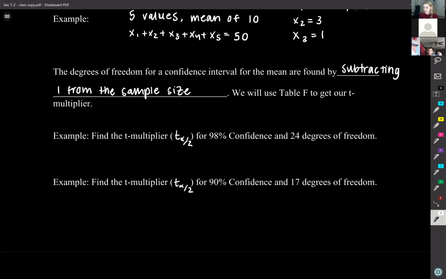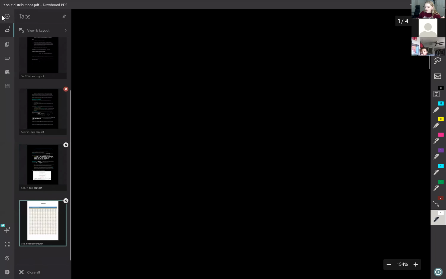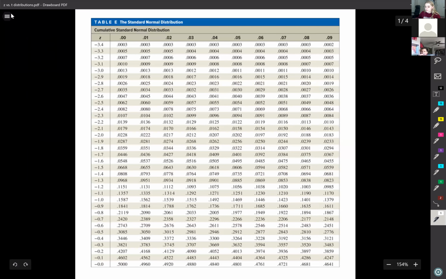It says find the t multiplier, which is t sub alpha over 2, for a 98% confidence and 24 degrees of freedom. Okay, you might look at that and think, I don't know how to find that. Well, don't worry, we have a chart. Let me show you the chart. I posted this on Canvas, so you have access to it. It's also in the textbook. I named it Z versus T distributions.